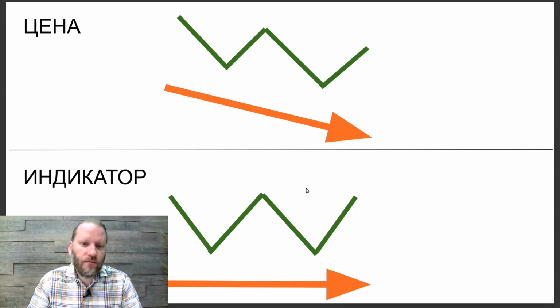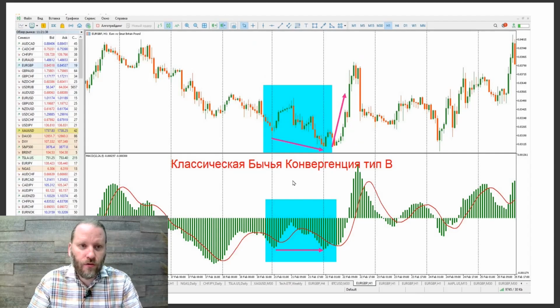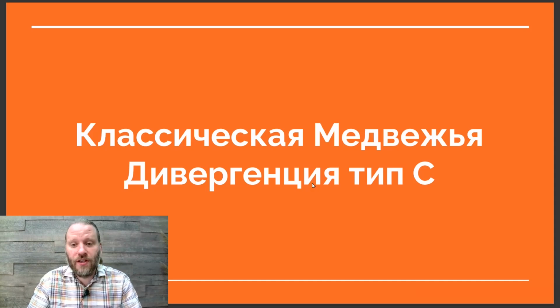You can earn money by falling. Next comes the classic bullish convergence type B. In this case, the price shows lows that are decreasing. The indicator shows lows that are standing still. Let's look at an example. Here we see, for example, the euro-pound. Also, the lows are going down. The lows on the indicator are standing still. Accordingly, at this moment, there is a signal for a price increase. We can buy and make money on growth.